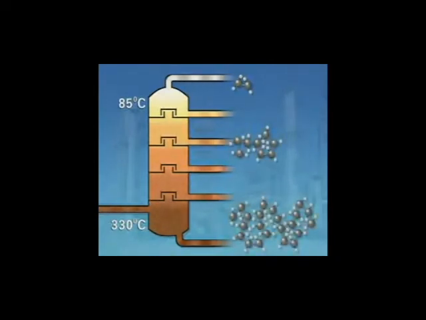The longer the molecules, the higher the boiling point. Industrial distillation separates crude oil into useful fractions, each containing molecules of a similar size.